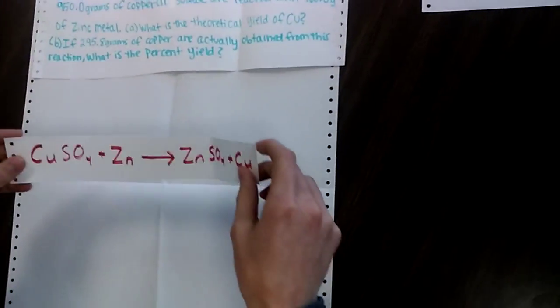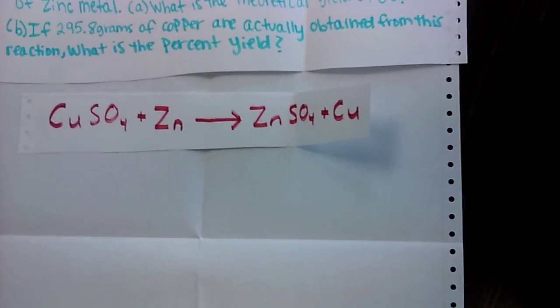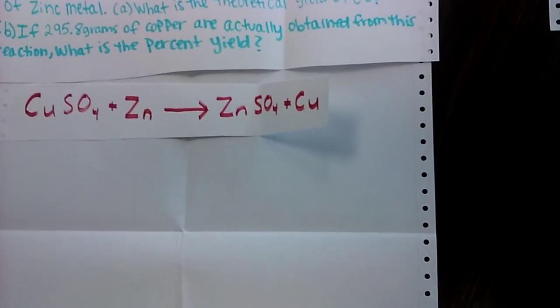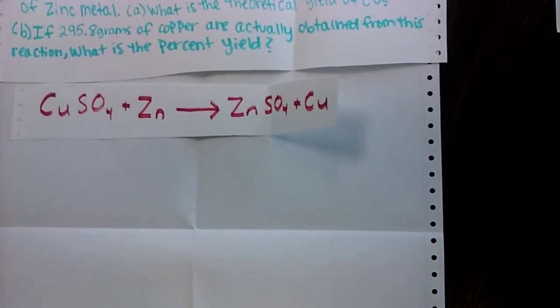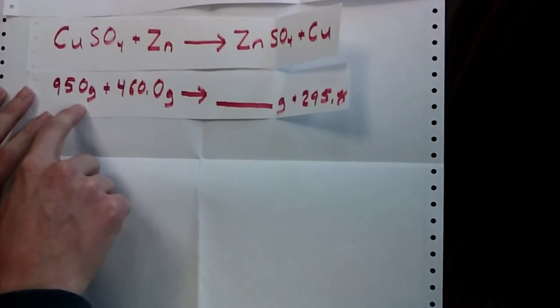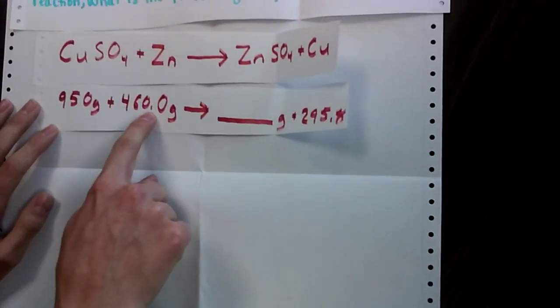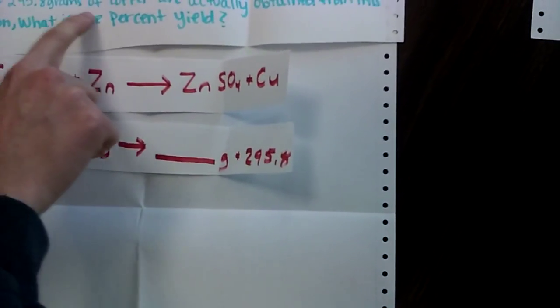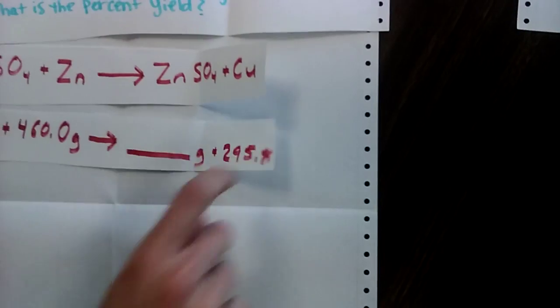So, the first step is to find the chemical equation of this reaction, which is copper sulfate plus zinc reacts to form zinc sulfate plus copper. Then, our next step is, we know that we have 950 grams of copper(II) sulfate, 460 grams of zinc metal, and 295.8 grams of copper. Then we find the molar mass of each of these compounds.